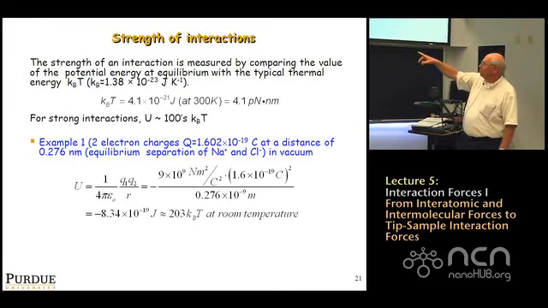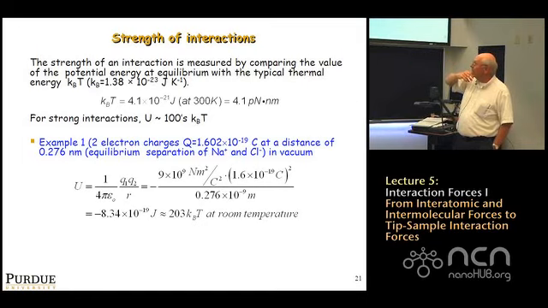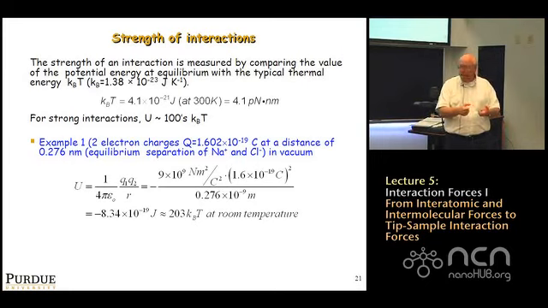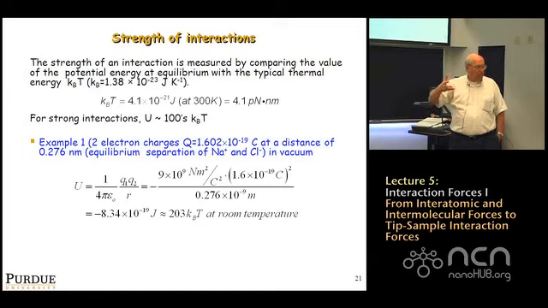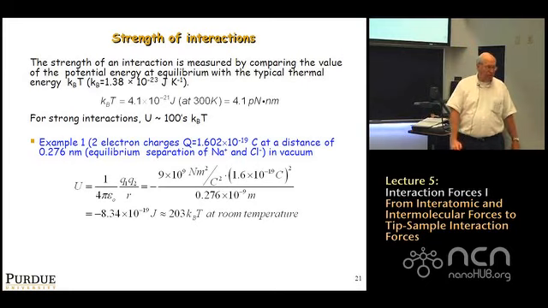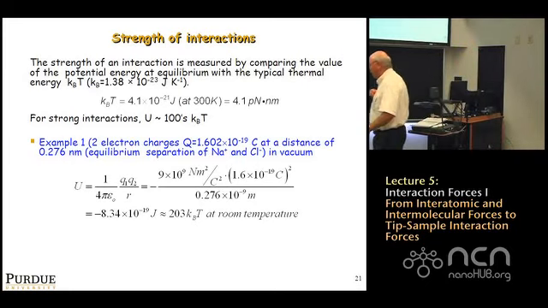Q1 and Q2 are just the electron charges, and you work out the calculation, you find out that the interaction energy is negative, which means that the interaction is favored, and it's about 8.3 times 10 to the minus 19 joules, which in terms of kT is about 200 kT. So that would be a very strong electrostatic interaction. And so you would expect that a sodium and a chlorine atom would be happy to be 0.276 nanometers apart from one another at room temperature. And of course it is. Sodium chloride is stable at room temperature. That's a strong electrostatic interaction.